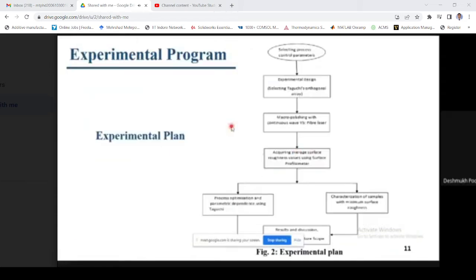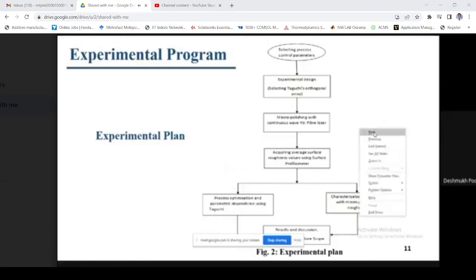This is the experimental plan. The first step was selecting process control parameters. After that, experimental design using Taguchi's orthogonal array. After that, macro polishing with a continuous wave fiber laser. Then I acquired the surface roughness values with the help of a surface profilometer. Then process optimization and parametric dependence using Taguchi's method. After that, characterization of samples with minimum surface roughness, and then results discussion of the study, and after that conclusions and future scope.